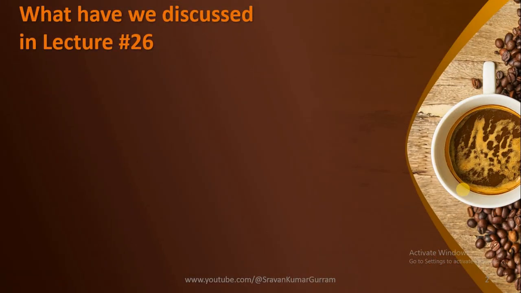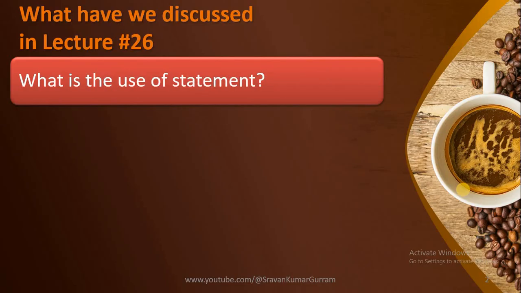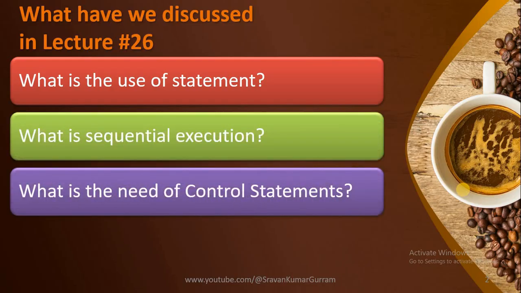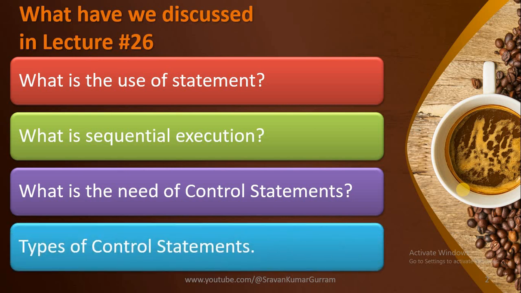Before starting today's lecture, let us try to recall what we covered in our last video. What is the use of a statement? What is sequential execution? What is the need of control statements? Types of control statements. We covered each and every point in lecture 26. If you haven't watched that, please watch that. The link is given in the description box.